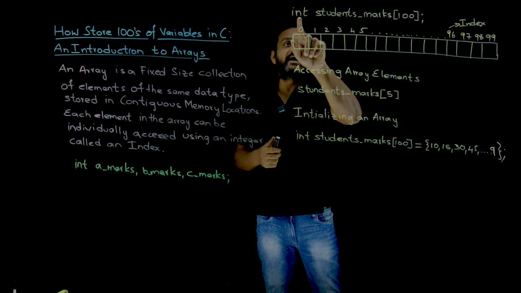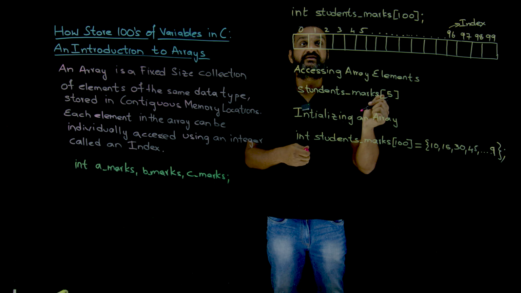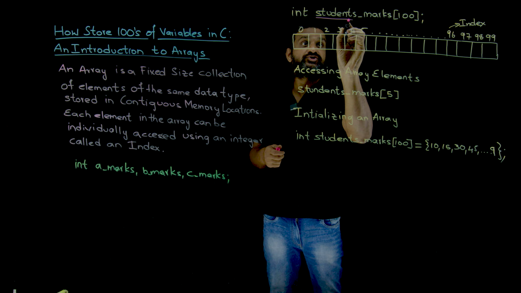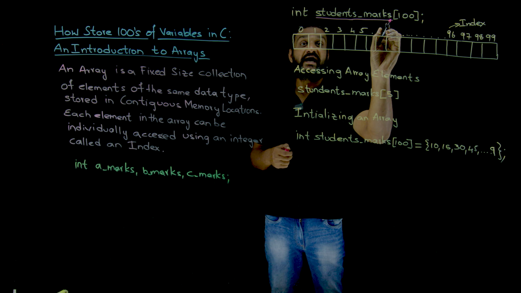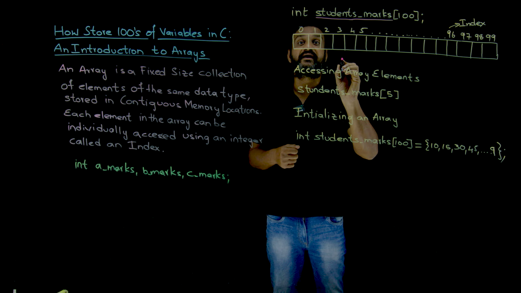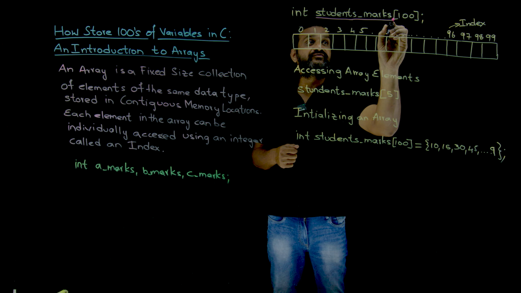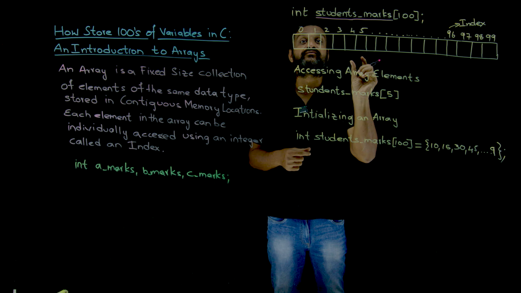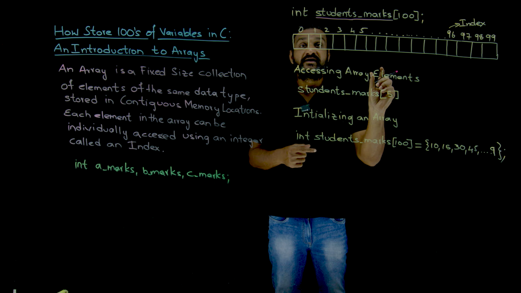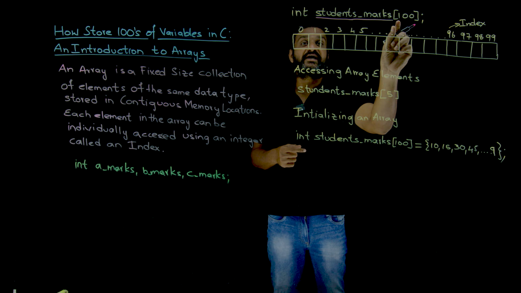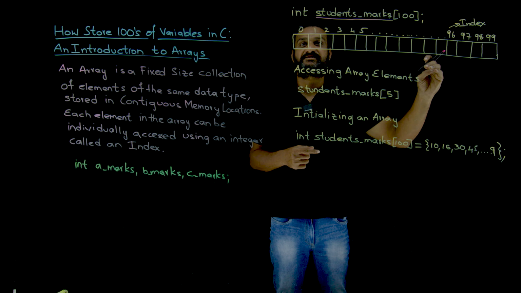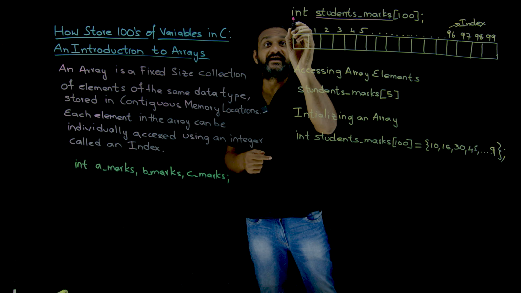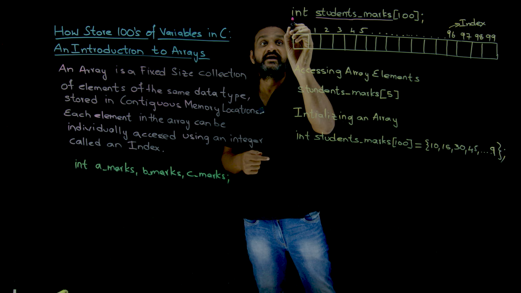So this is how arrays can be declared. The variable name is students_marks. Whenever we declare an array, we have to provide square brackets, and within these square brackets we have to mention the size of the array. This array is of size 100 elements. And what is the data type of those elements? The data type of those elements is integer.